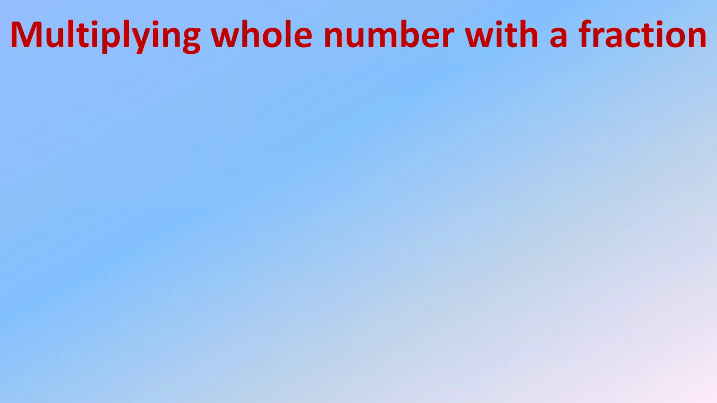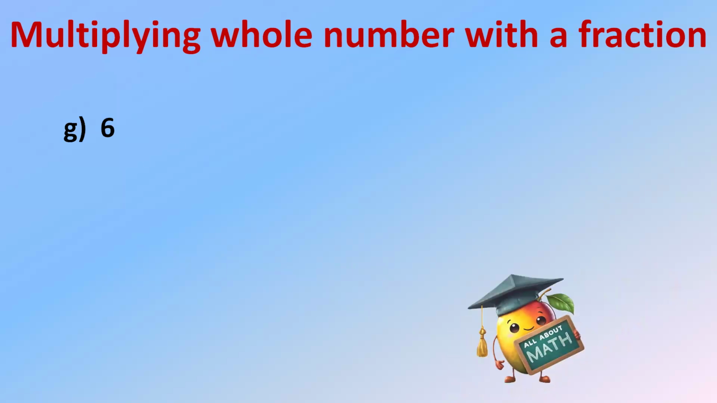Okay, let's do the other question. Now this is multiplying a whole number with a fraction. What are whole numbers? 0, 1, 2, 3. The numbers starting from 0 are the whole numbers. So we have the question 6 multiply 8 by 3. 6 is the whole number here and we have a fraction 8 by 3. Now what about 6? There's nothing under 6. What will come under 6 if there is nothing?